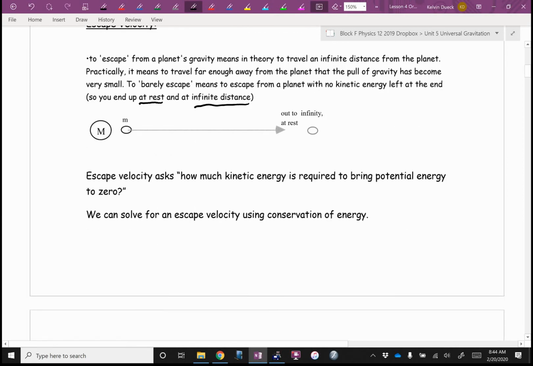And we can solve for escape velocity speed using conservation of energy, because there is a change in height and a change in speed and a yucky curvy graph, and it doesn't say how much work. So let's write KE initial plus PE initial equals KE final plus PE final.